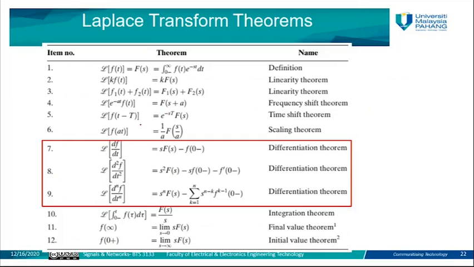This is the table that summarizes most or all properties of the Laplace transform, starting from the linear definition here, then the linearity theorem, frequency shifting, time shifting, scaling, and derivatives for the first degree, second degree, third degree, and so on. Then you go to the integration theorem, final value theorem, and initial value theorem. All these formulas you can directly use in order to calculate the Laplace transform of complicated functions.